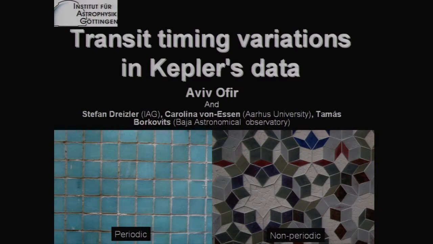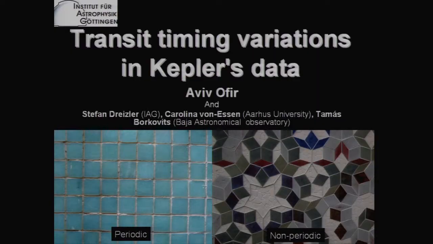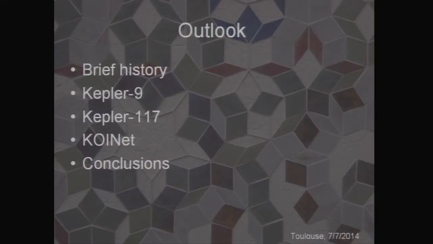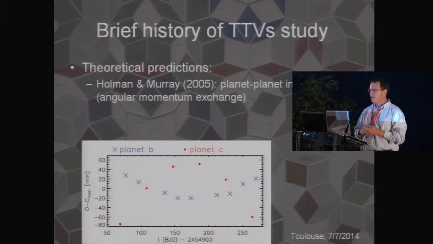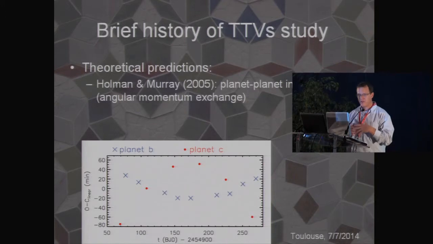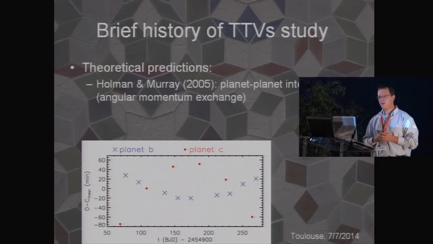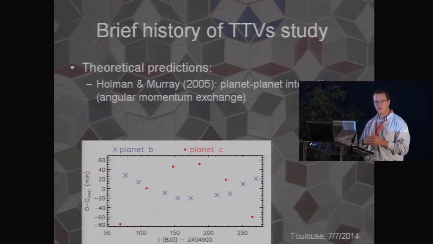Hello, today I would like to talk to you about the transit timing variations in Kepler's data, specifically a few projects that I've been doing with Stefan Reitzler, William von Essen, and Tamás Bokovic. I will first give you a very brief history of TTVs, as you've already heard a few speakers talk about that, and talk about two objects and KOINet, and conclude.